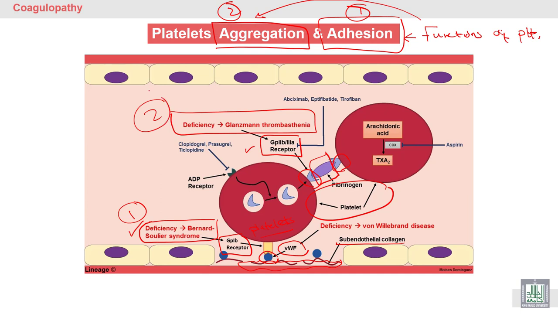As we mentioned, now the normal and the disease, we can also discuss later on the treatment used to correct this deficiency. Another disease we will discuss, not related to the platelet itself, is von Willebrand disease. Von Willebrand factor is a protein present in the plasma, but very important in platelet adhesion, as we mentioned. So deficiency of von Willebrand factor leads to deficiency of platelet adhesion to subendothelial collagen, also affecting platelet function.